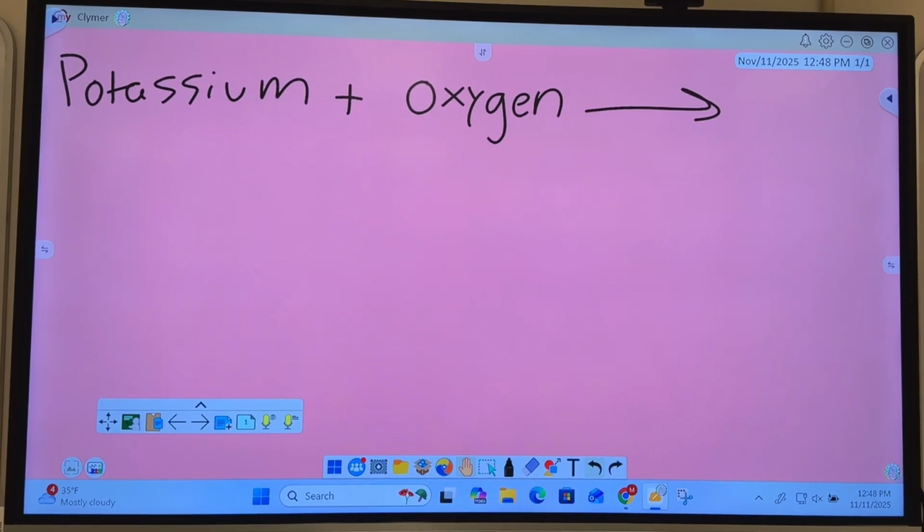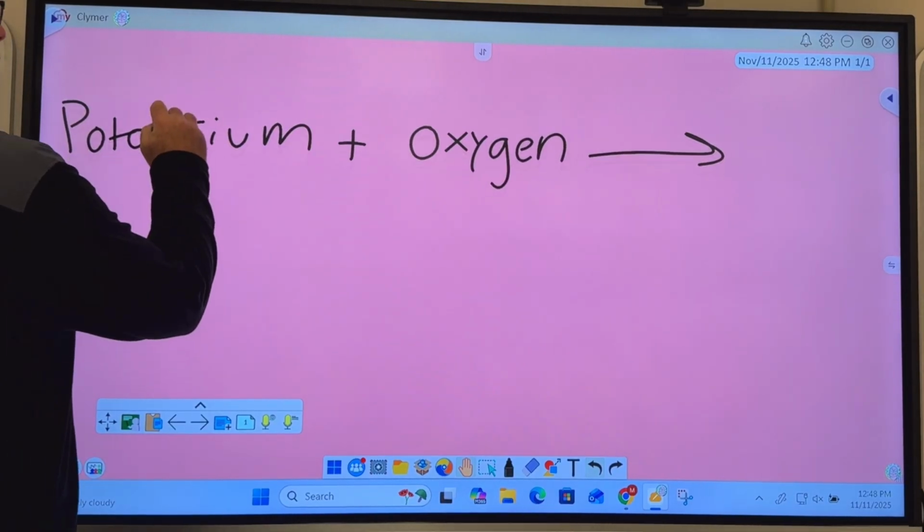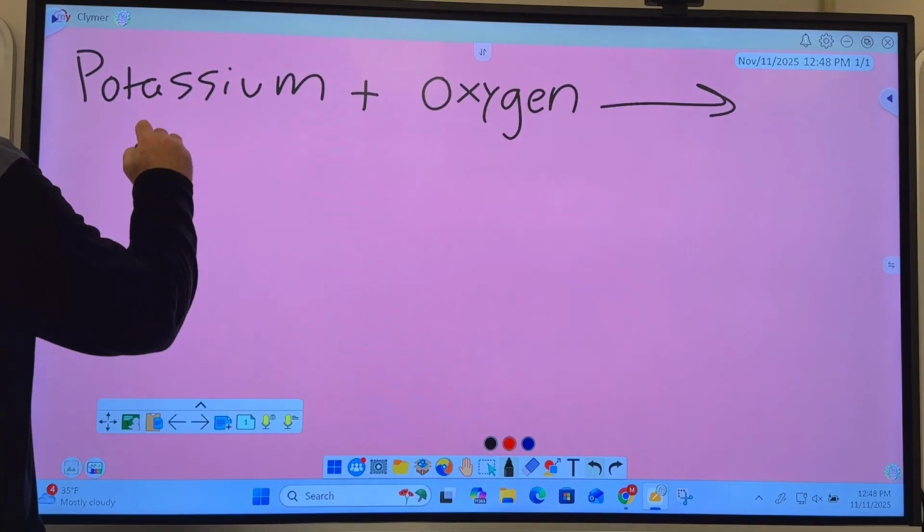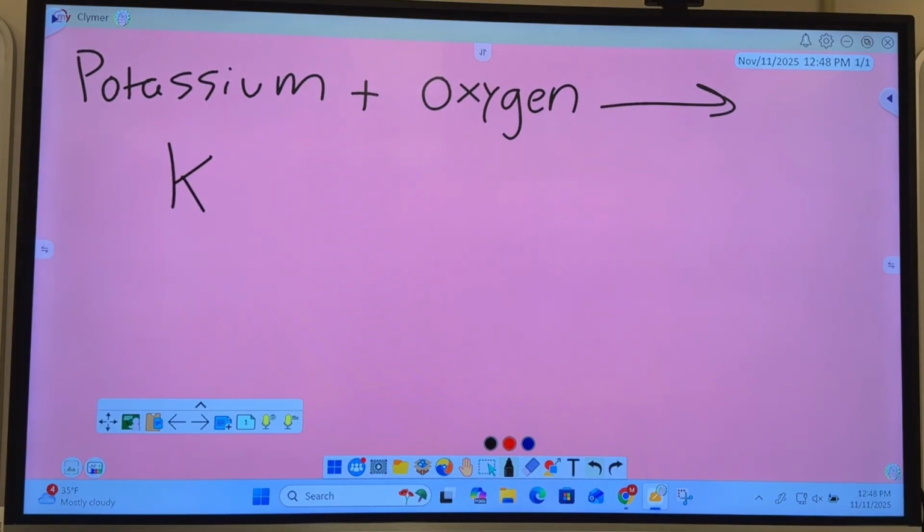So let's start by finding potassium on your periodic table. Find potassium. And again, it's going to be on the left. It's a metal. This is one of the ones that is a totally different letter than what you'd expect for something like potassium. Okay, good. So I want you to write this in your notes just like I'm doing it here.